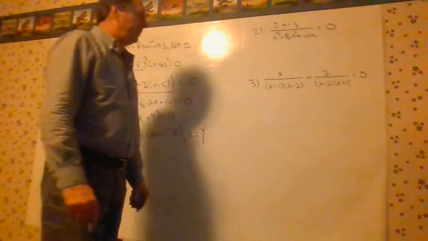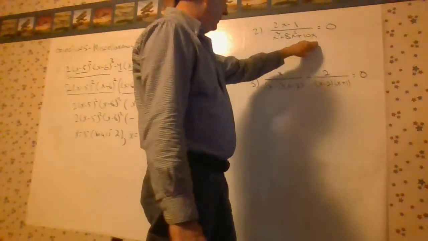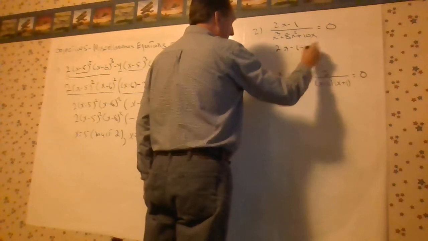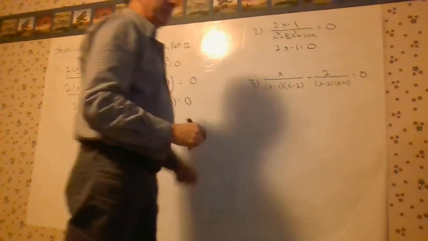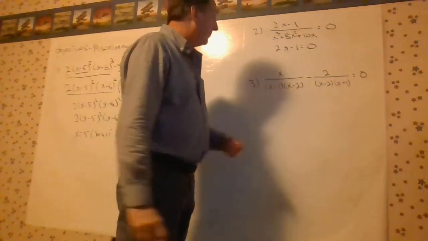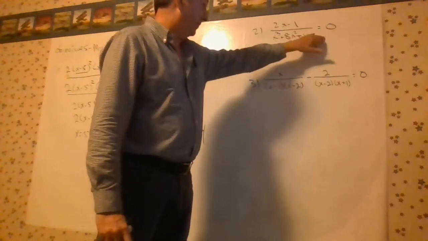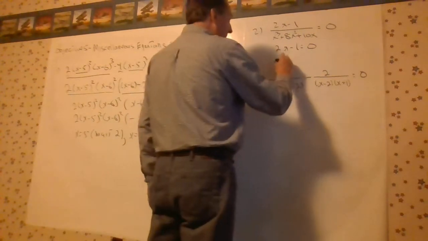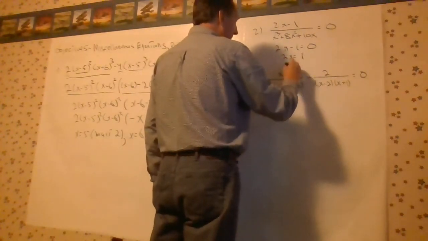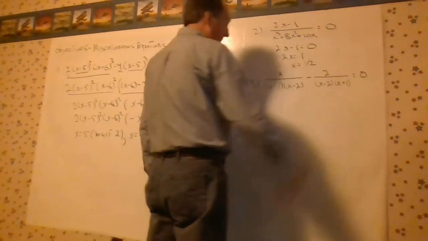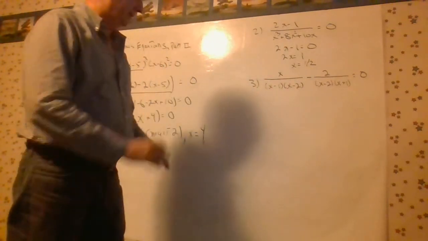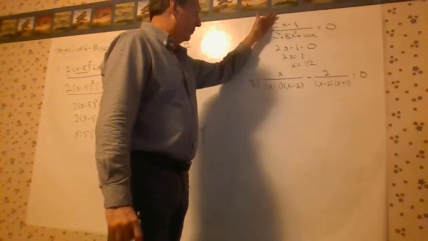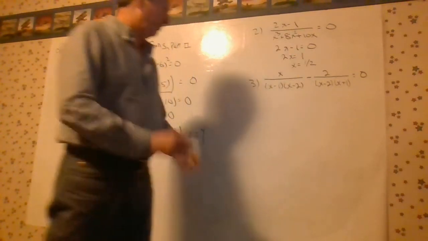Number 2, seemingly complicated equation, is actually quite simple. All we care about is making the numerator 0, because if the numerator is 0, 0 divided by anything is 0, as long as the denominator is not 0 as well. So 2x equals 1, x equals 1/2. Very simple principle. There are a lot of these fractional equations in calculus. You just grab the numerator and solve that.